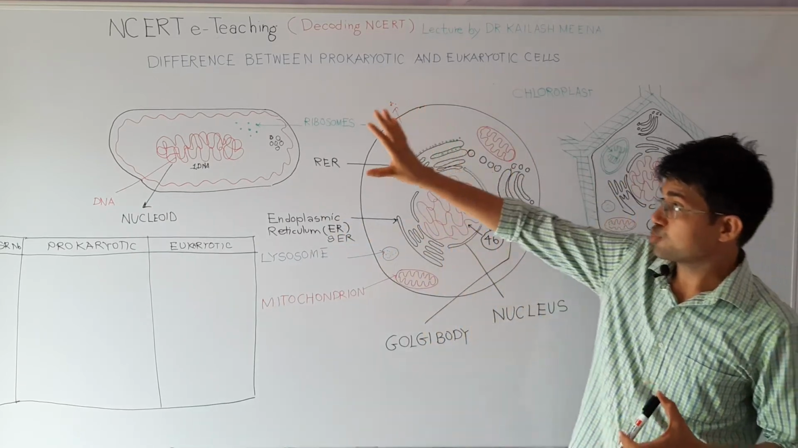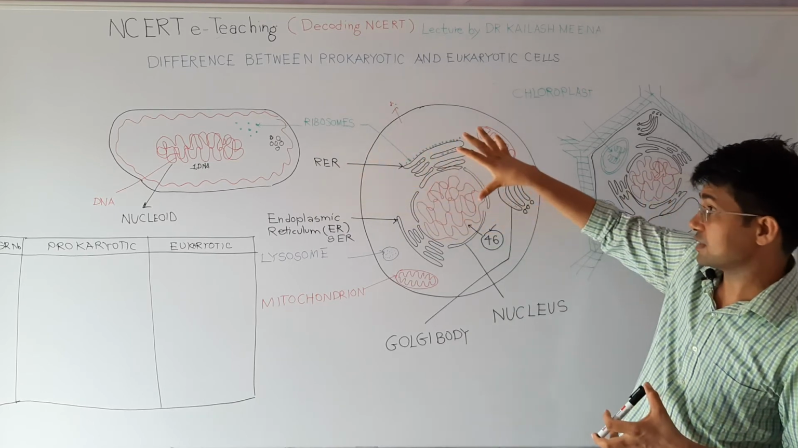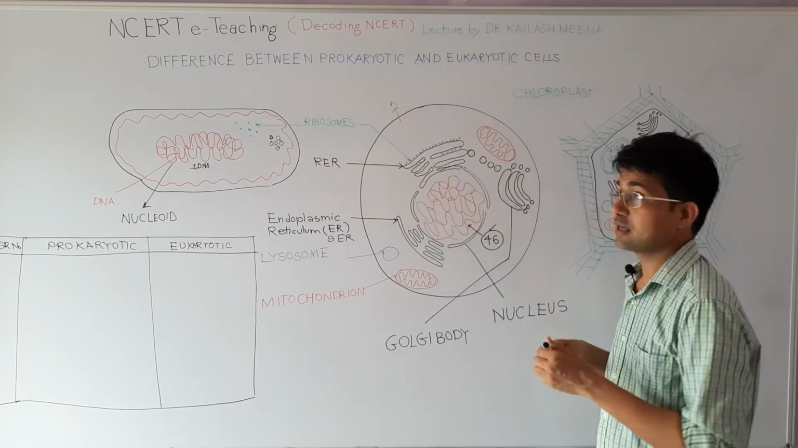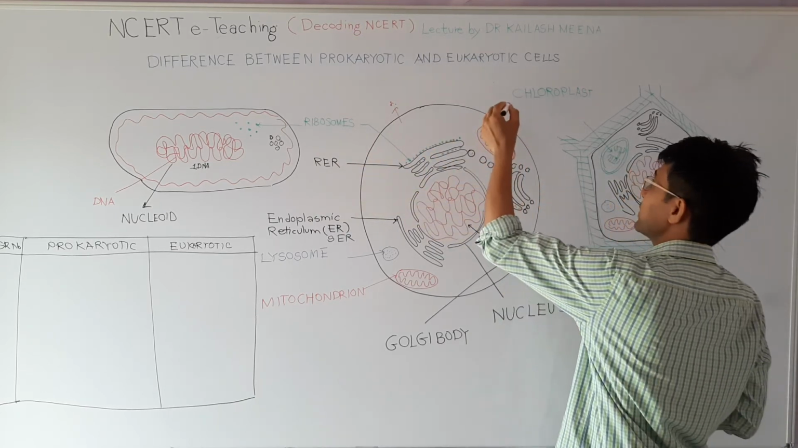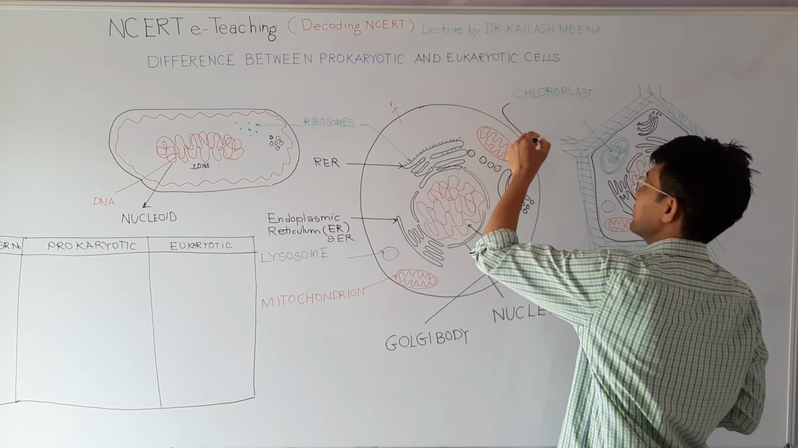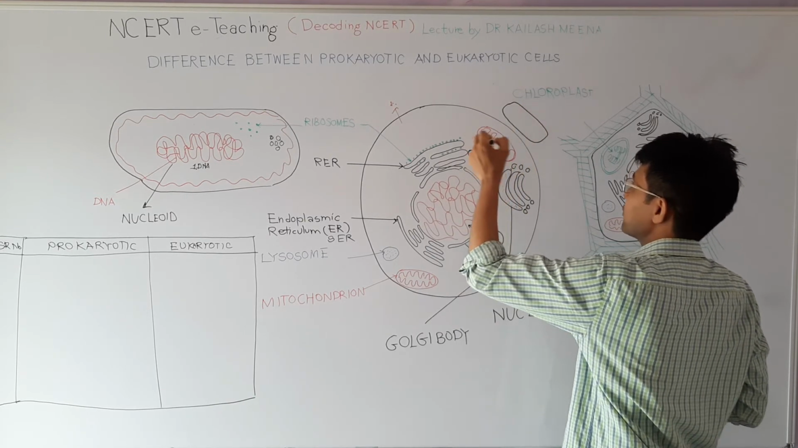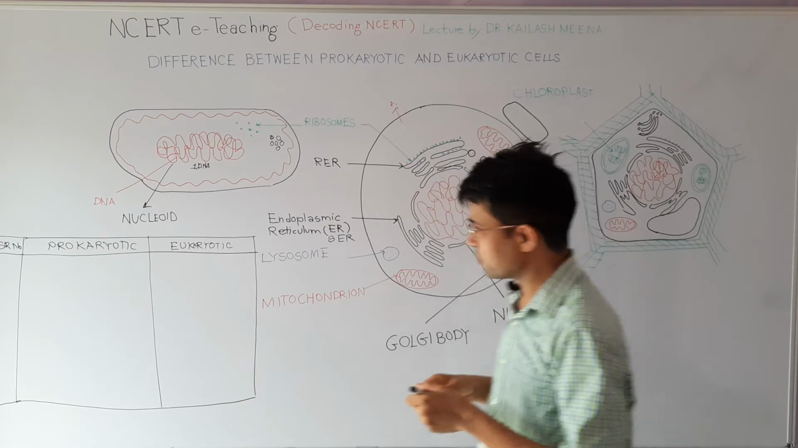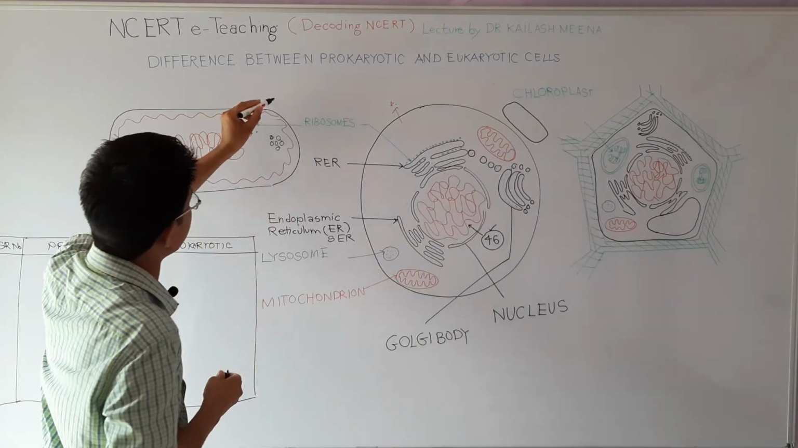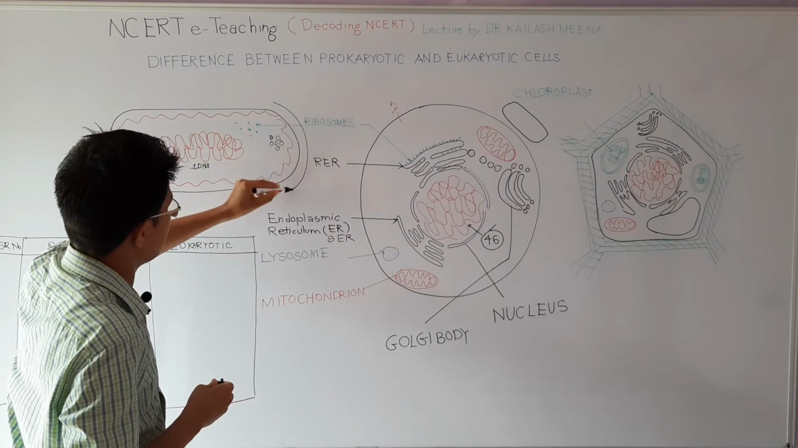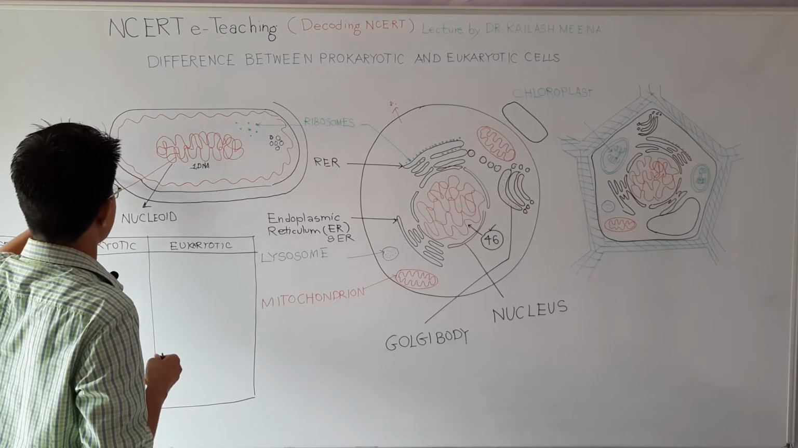Prokaryotic cells are small, eukaryotic cells are large. They are actually very small. If you want a comparison, then you can make a prokaryotic cell the size of a mitochondria. And many prokaryotic cells, they do have a cell wall also. I am making only rough sketches to give you an idea.